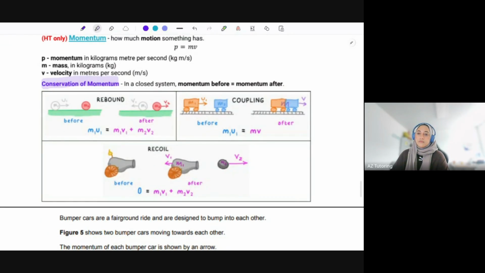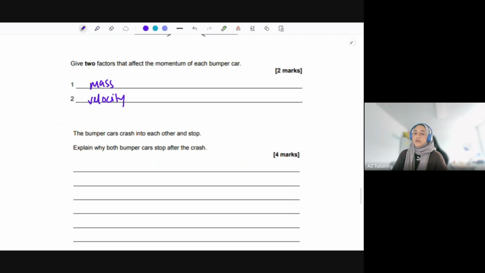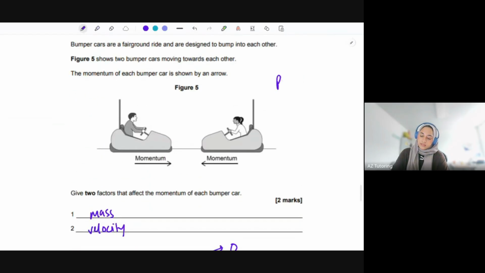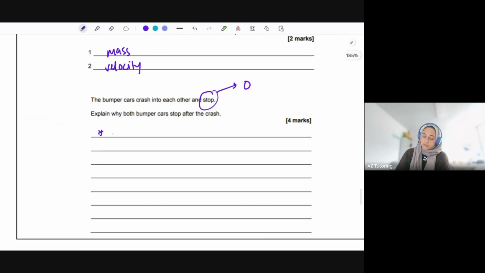So, as we can see with this question, the bumper cars crash into each other and stop. So if they've stopped after, that means momentum after is zero because they've stopped. There's no velocity, and momentum equals mass times velocity. If velocity is zero, momentum is zero. So that's what I'm going to talk about for the first mark. So total momentum after equals zero. So after the collision, essentially, because the cars are stationary, they've stopped. So you could write that down as well.